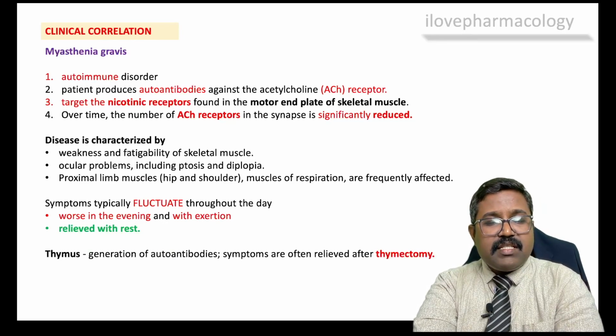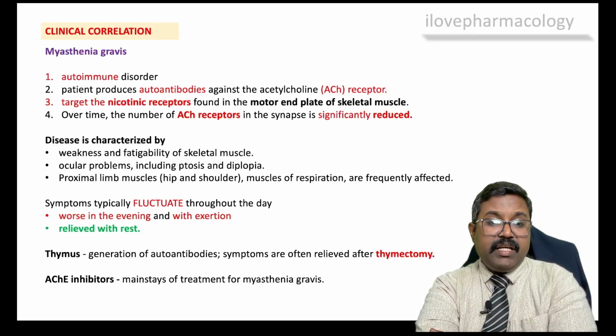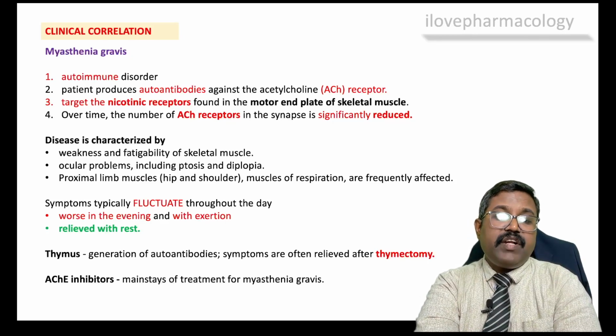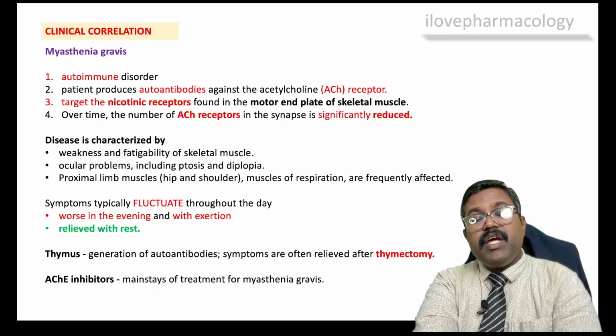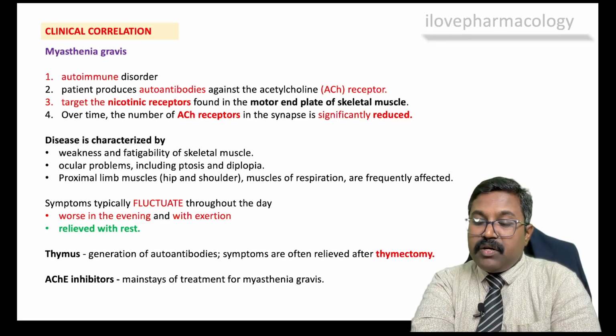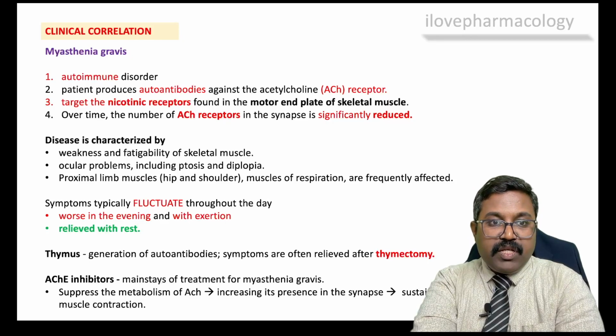The thymus is the one responsible for generation of the autoantibodies, and symptoms are often relieved by thymectomy. Acetylcholinesterase inhibitors are the mainstay of treatment for myasthenia gravis. You can use either neostigmine or pyridostigmine. What is the advantage of using pyridostigmine? Pyridostigmine is a longer acting agent compared to neostigmine.